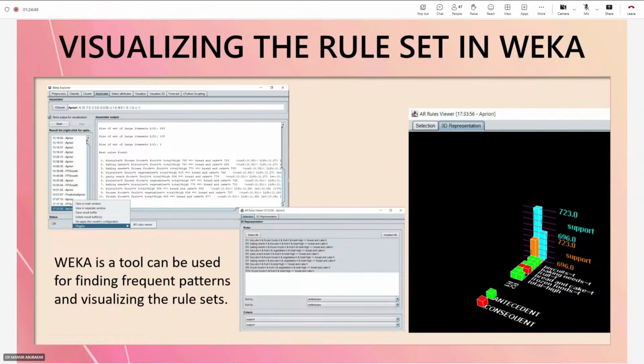So always trying to find the antecedent and the consequent of the data, and then calculate the support and the confidence. So this will help us. We can use Weka to visualize that. Maybe when we come to the lab, we'll see how we can find out.